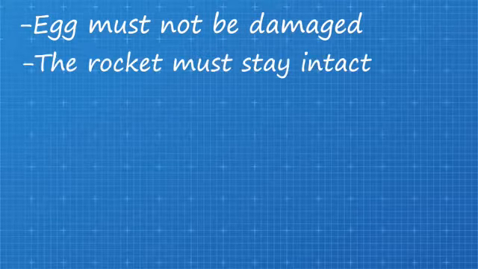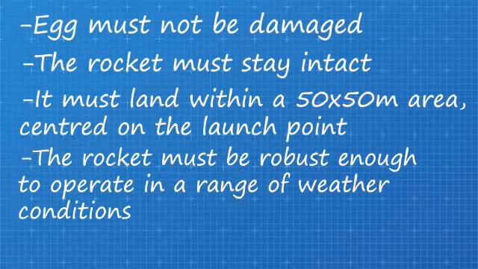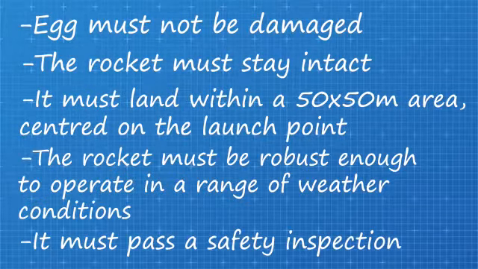The design objective is to build a rocket that is stable, safe enough to be launched, and remains intact during the course of the flight. The rocket must include a parachute for a safe landing and an egg that should not get damaged during the flight. Additionally, the rocket must land within a 50 by 50 square centered on the launch point.